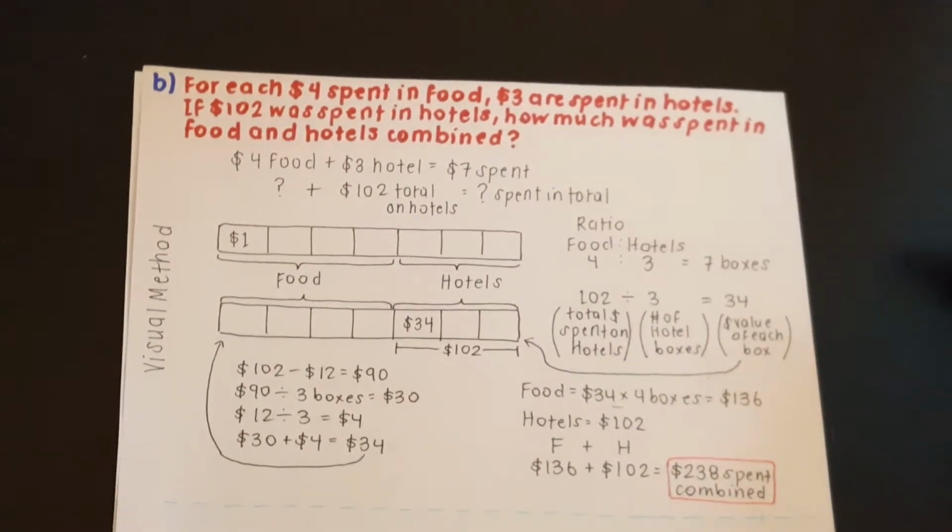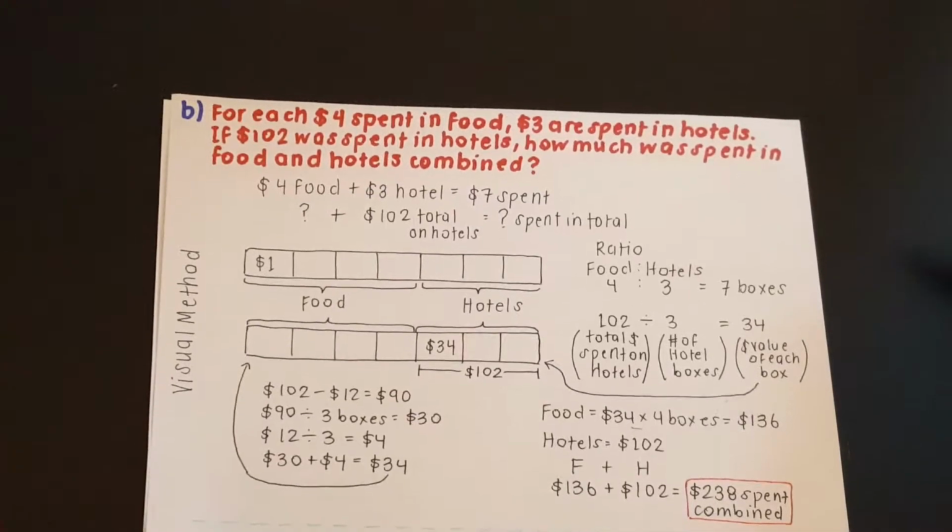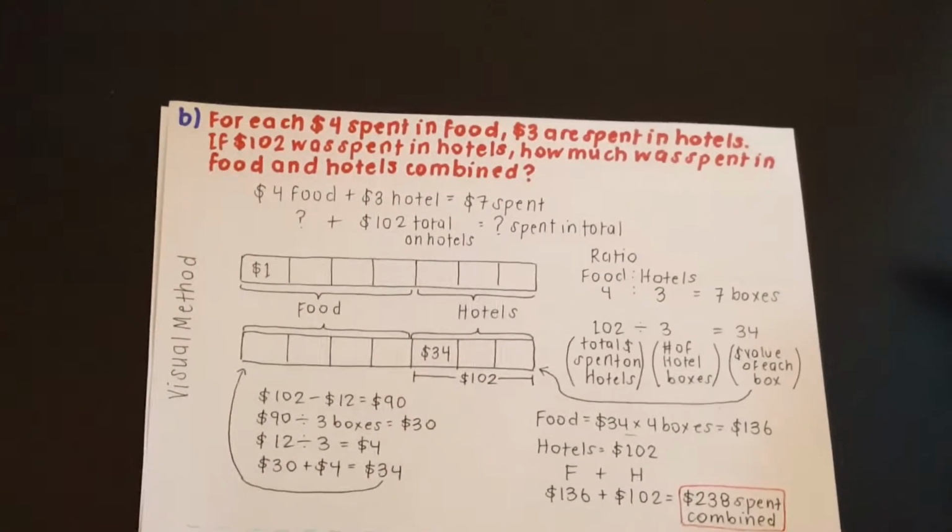Problem B. For each $4 spent in food, $3 are spent in hotels. If $102 was spent in hotels, how much was spent in food and hotels combined?